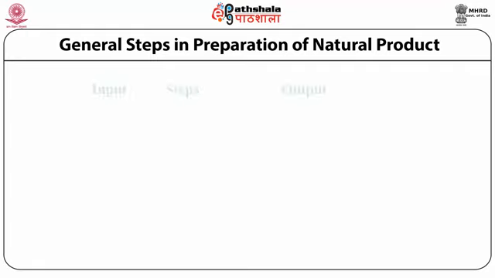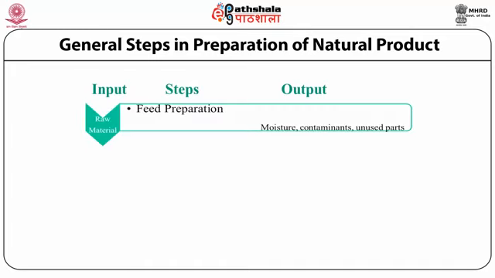On the left hand side you have the inputs that go into these steps, and on the right hand side you get the outputs. So in the first step, which is the seed preparation step, the raw material in the form of plant parts or entire plants, organisms, or the products from the plants make the feed for this step. Initially they may be dried, or the contaminants can be removed, or the unused parts or the non-drug parts can be removed. So there it makes the output.